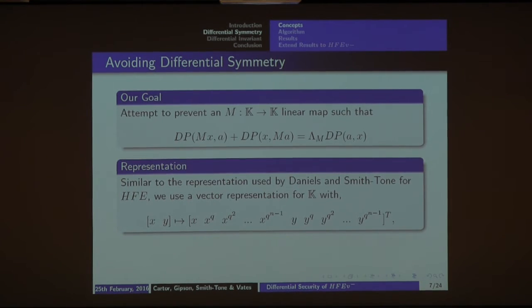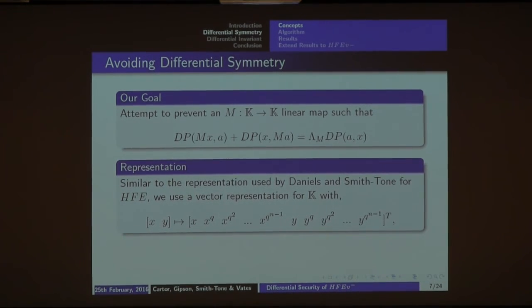So let's start analyzing the differential symmetry of our core map. Our goal is to prevent our adversary from having any possibility of an M, which is a K to K linear map, that satisfies that differential symmetric equation. Like I mentioned before, we use this representation for our oil and vinegar variables, x and y, as n by 1 dimensional vectors, where we take x and then sequential powers of q. This allows us to look at our differential symmetry equation in a matrix representation, and it allows us to get our hands on what is actually happening.